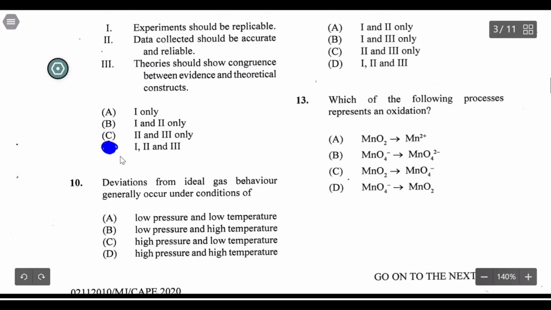Deviations from ideal gas behavior generally occur under conditions of... The conditions for a real gas to behave like an ideal gas would be high temperature and low pressure. So deviations would be high pressure and low temperature. That's what you're looking for, and that would be C.